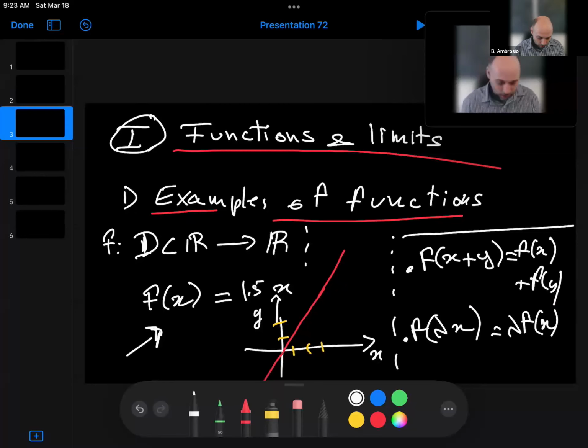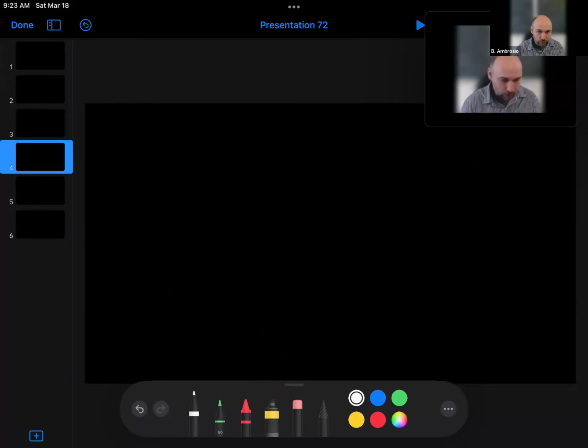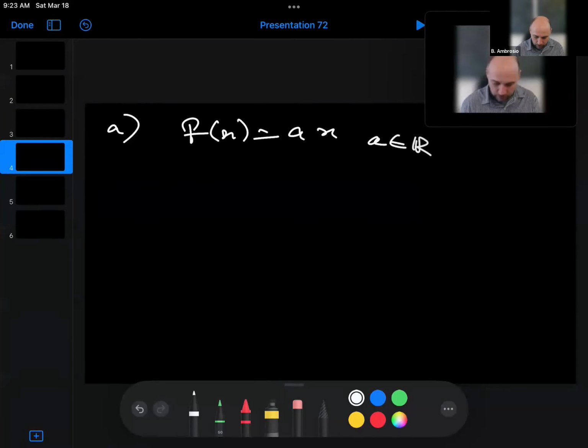So of course, do you have another example of a function? If not, it's not a big deal. I thought about some examples and I will give you some others. So let's say f of x equals ax, with a belonging to R. So this is a linear function, yes.